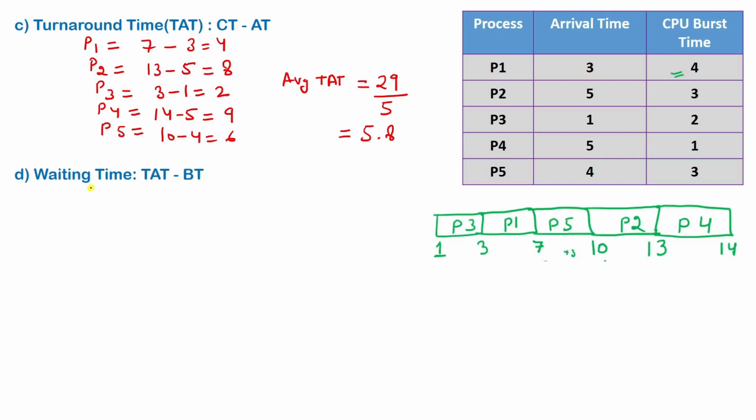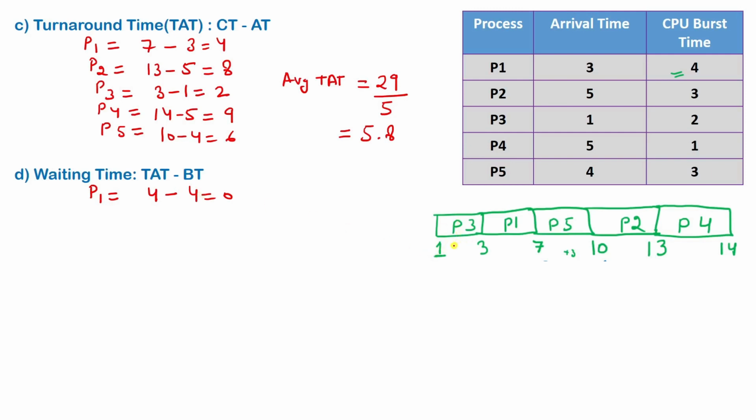So let's calculate for P1. Here you can see the turnaround time for P1 is 4 minus, what is the CPU burst time for P1? It is 4, so that is 0. That means process P1 has not spent any time inside the ready queue. It got the CPU as soon as it arrived inside the ready queue, and it did not wait.